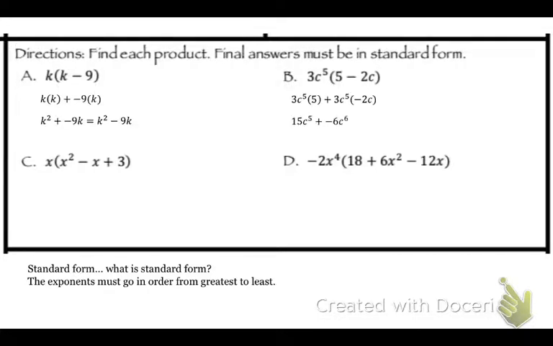This one is 15, so we multiply that in. 3c to the 5th times 5 is 15c to the 5th. And then 3c to the 5th times negative 2c is negative 6c to the 6th. But remember, we have to do it in standard form, so we have to flip those. So it'd be negative 6c to the 6th plus 15c to the 5th.